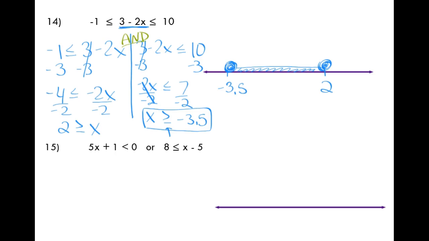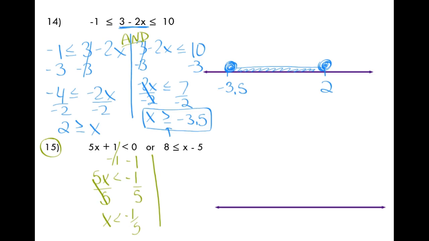Alright, and then sometimes it just gives you the symbol, so I know that these are going to be facing in opposite directions here in number 15. And we're going to solve, it's kind of already split for us, so we can solve for x on this side. We get -1, -1. 5x is less than -1. It's not a pretty one. You get x is less than -1/5.